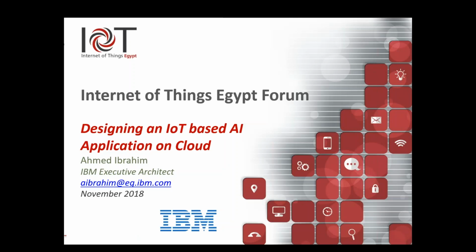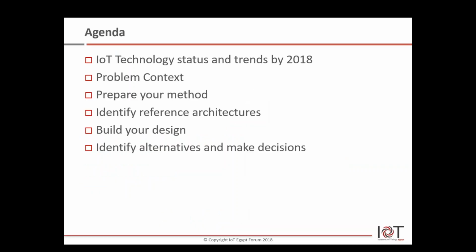So this is the agenda. We will be talking about first the IoT technology status and the trends by the end of 2018. Then we will discuss or explain the problem that we are going to solve. It's an industrial problem, and we will try to explore the different aspects of it.